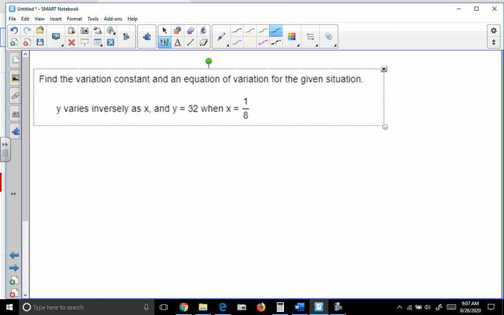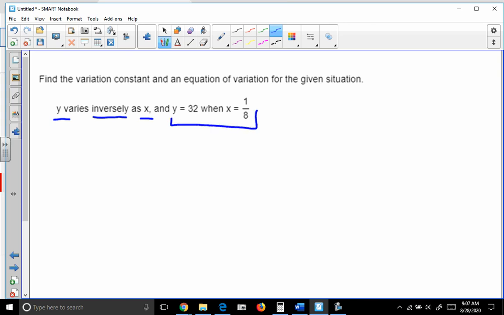All right, here's another one. y varies inversely with x. And here's a data point, an x and a y that correspond to each other. So since it's inverse, y equals k over x, or if you would rather, x times y equals k. I'm going to use this one this time. It doesn't really matter. So in place of x, I'm going to put a 1 over 8, and in place of y, I'm going to put a 32, and that is going to give us k.